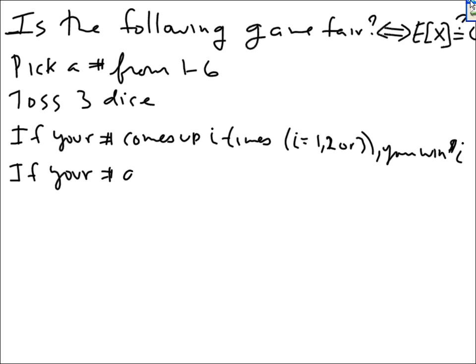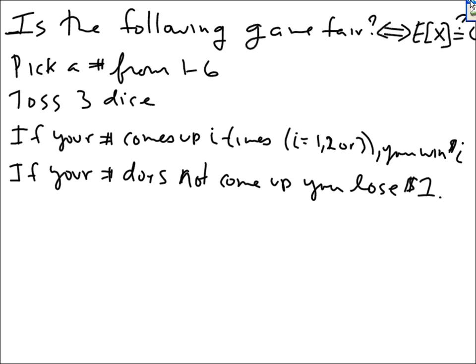If your number does not come up, that is, you toss your 3 dice and none of them is your number, you lose $1. And the question is: is this a fair game? So we want to find the expected value.